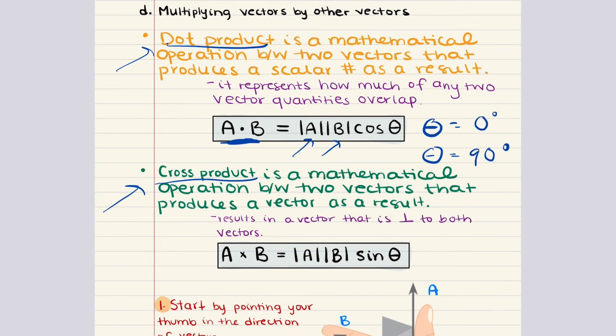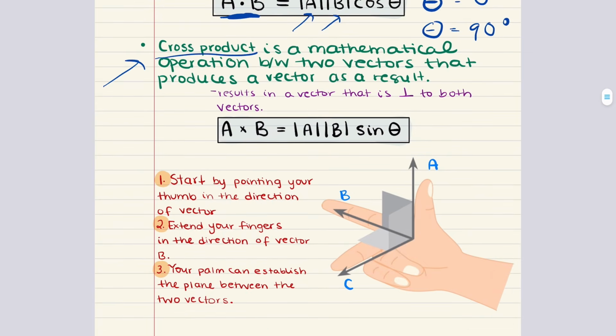What about the cross product? The cross product is another mathematical operation between two vectors. But unlike the dot product, it produces a vector as the result. The resulting vector is going to be perpendicular to the plane formed by the original two vectors. The formula for the cross product of two vectors is equal to the magnitudes of the vectors, so the absolute value of vector A and B multiplied together, and that's going to be multiplied by sine theta, where theta is the angle between the two vectors.